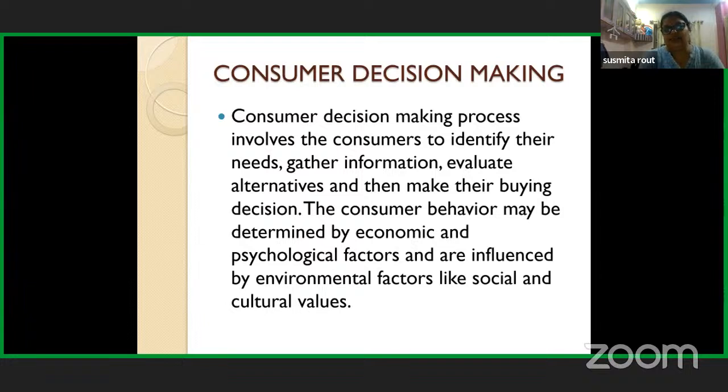After that, you will search for information: which fridge to buy, what are the brands available, what are the prices, what are the features of those brands, what are the parameters of selection, what is the electricity consumption, what are the different sizes, colors, designs. You will gather information from different sources, then evaluate them and make a final purchase. This is basically the process a consumer follows when buying a fridge.